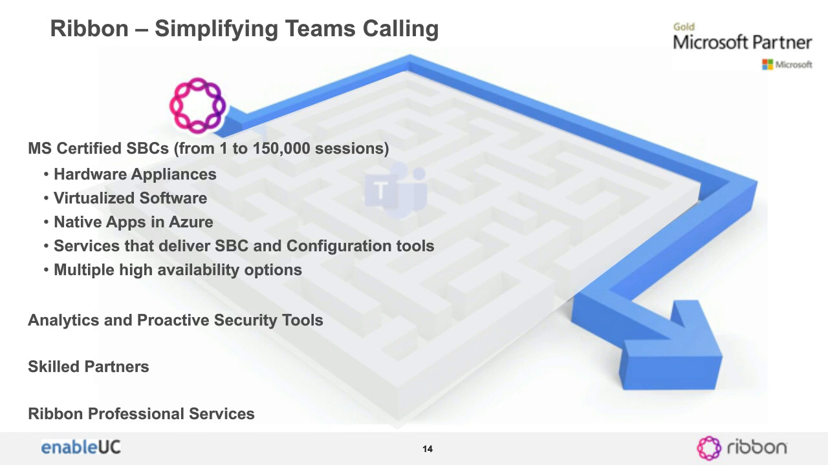And we leverage a lot of that knowledge to build extremely scalable, highly available solutions. So you can get one of our solutions for as few as one session all the way up to 150,000 sessions with high availability. And you can buy it as hardware, you can get it as software, you can get it as a native app in Azure or AWS, or you can buy it as a service. From our perspective, that's a financial decision that fits into your environment.